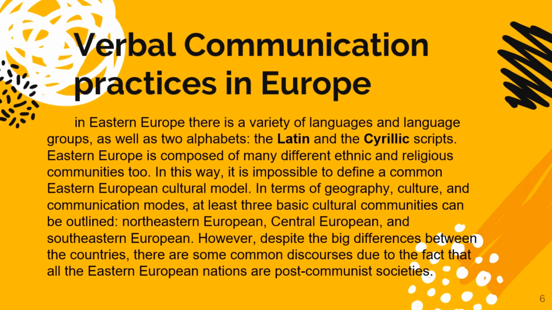In Eastern Europe, there is a variety of languages and language groups as well as 2 alphabets, the Latin and the Cyrillic scripts. Eastern Europe is composed of many different ethnic and religious communities too. In this way, it is impossible to define a common Eastern European cultural model. In terms of geography, culture, and communication modes, at least 3 basic cultural communities can be outlined: Northeastern European, Central European, and Southeastern European.